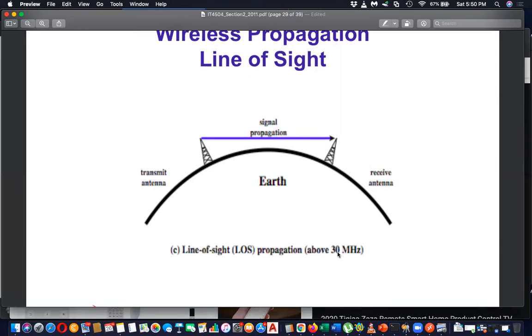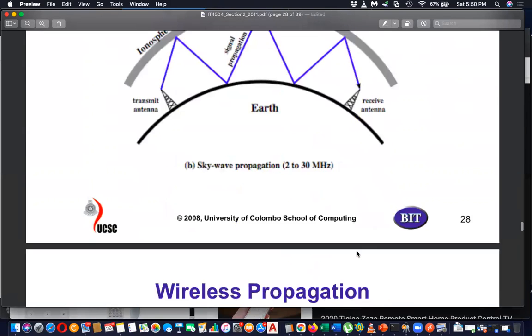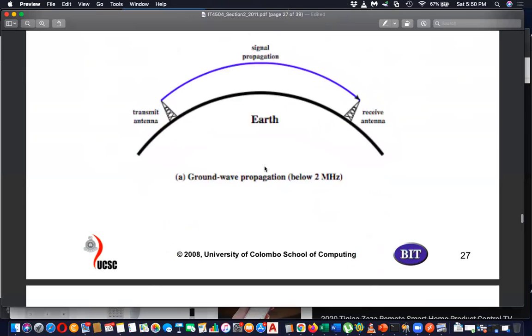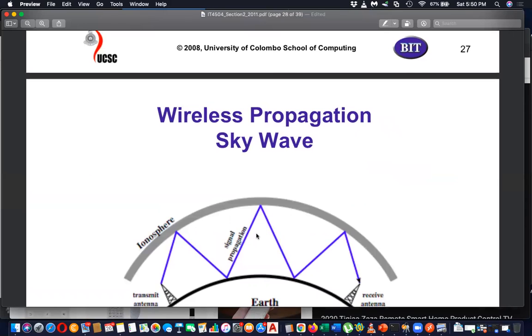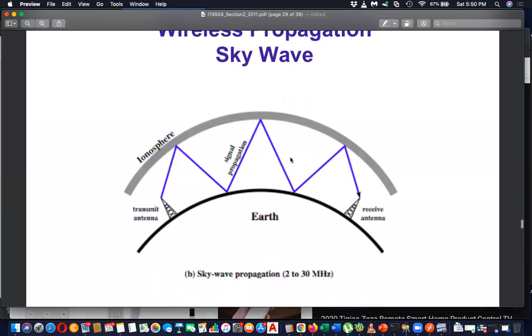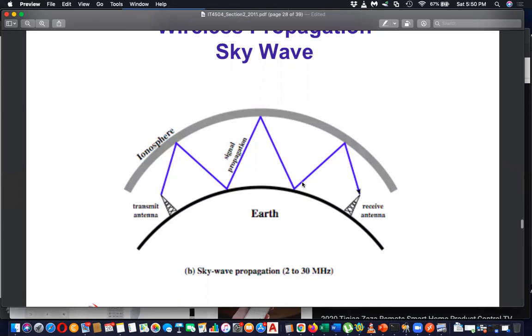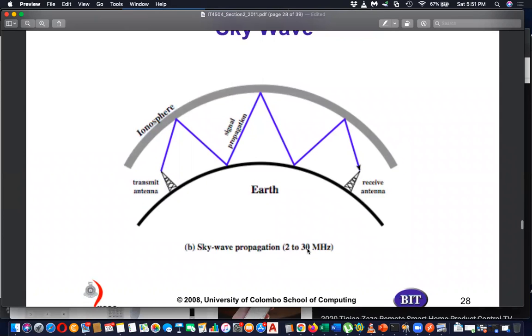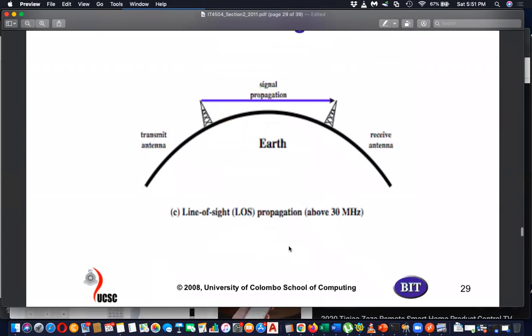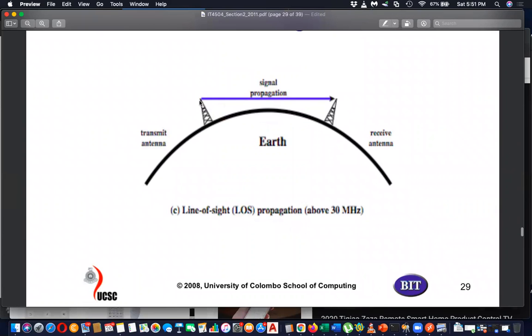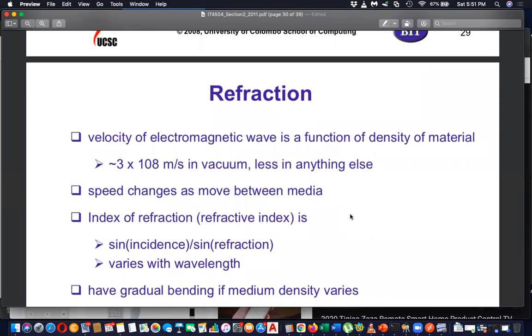Right, it is above 30 megahertz. If it is above 30 megahertz, then no bending. So here below 2 megahertz, the bending is there because frequency is low. Then when frequency is high, you can even send like this, 2 to 30 megahertz. But if it is even more than that, then line of sight propagation is possible. That will not bend. It's about 30 megahertz. Okay, so this is how it happens.